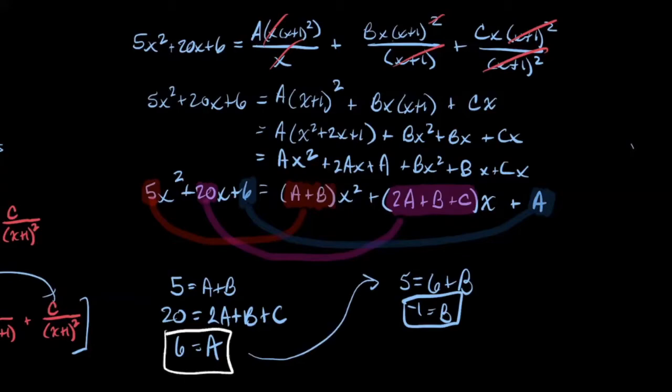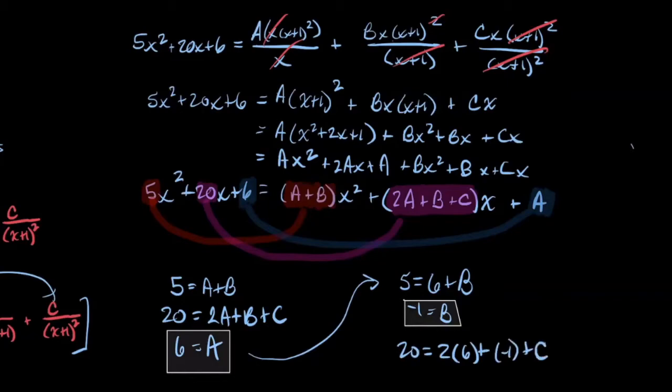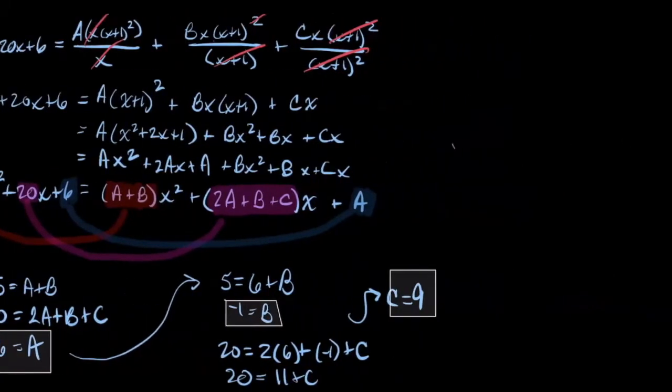So far we have 6 as a. We have negative 1 is b. And now we just need c. So 20 is equal to 2 times a plus b plus c. So that's really 12 minus 1. That would give us 11 plus c is equal to 20. And that means that c must be 9. All right.